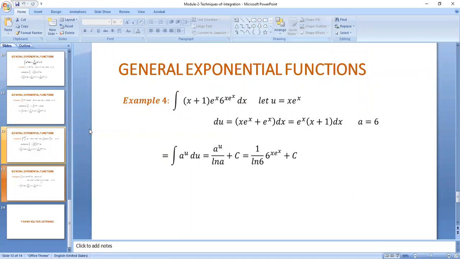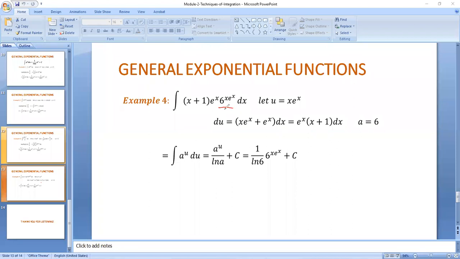This seems to be complicated, but no matter how complicated it is, always look for the most complex. This is already your constant base, so this tells you that this is your a^u. Okay, so this is the complicated part. Without this, you can actually have this integrated distributing the x e raised to x and the e raised to x in here. The x e raised to x can be solved using integration by parts, which will be another topic that we will discuss in the near future.